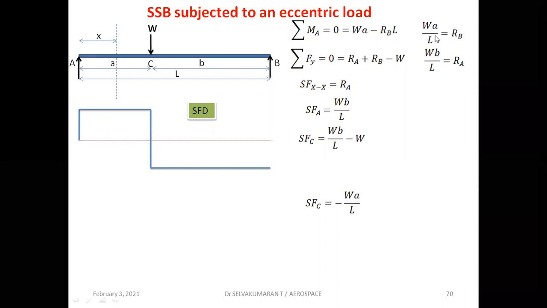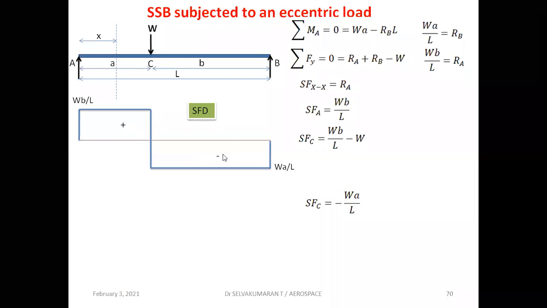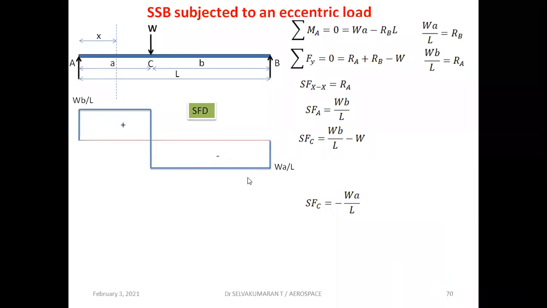And this is equal to the value RB. RB is nothing but Wa by L, which from the right hand side, if you proceed, upward shear force is negative. So minus Wa by L. You can complete it. So Wa by L and this is Wb by L. This is positive and this is negative shear force. And this is the shear force diagram.